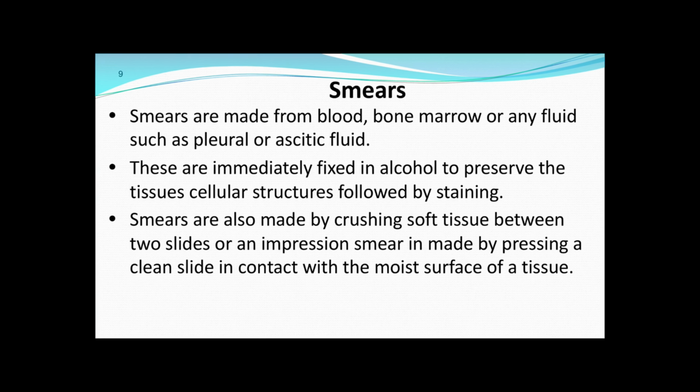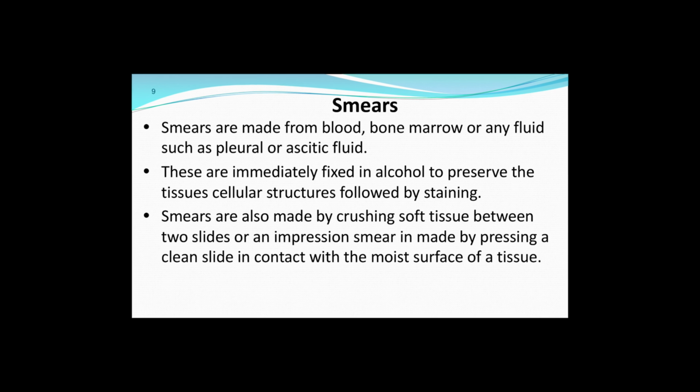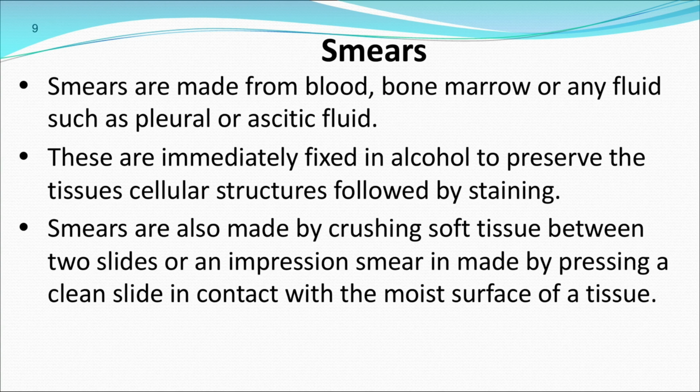Then for smears, they are made from blood, bone marrow or any fluid such as pleural or ascitic fluid. These are immediately fixed in alcohol to preserve the cellular structures, followed by staining. Smears are also made by crushing soft tissue between two slides, or an impression smear is made by pressing a clean slide in contact with the moist surface of the tissue.